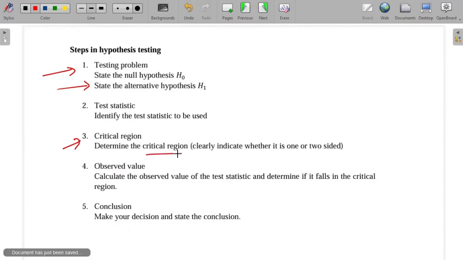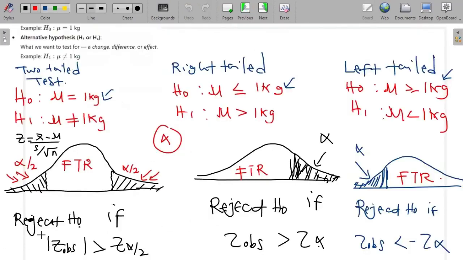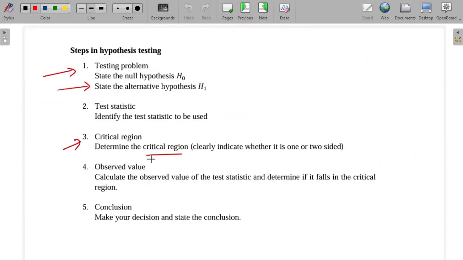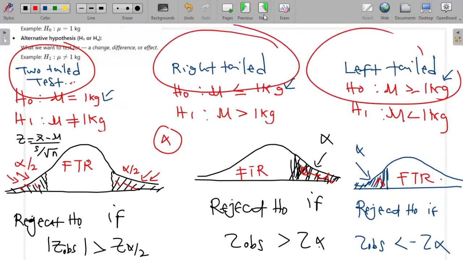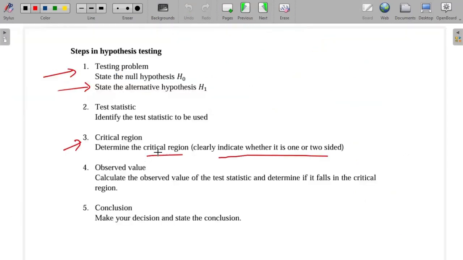The critical region is simply the rejection region. These things that we are finding here, this guy here, this guy there, this guy, and this guy, these are what we call the critical region or the rejection region. So we're going to determine clearly the critical region or the rejection region. And then you also clearly indicate whether the test that you are doing is one-sided or two-sided. A two-sided test is what we are calling a two-tailed test. This is a two-sided test. And if it's one-sided, it can either be right-tailed or left-tailed. So that's what you do on point number 3.